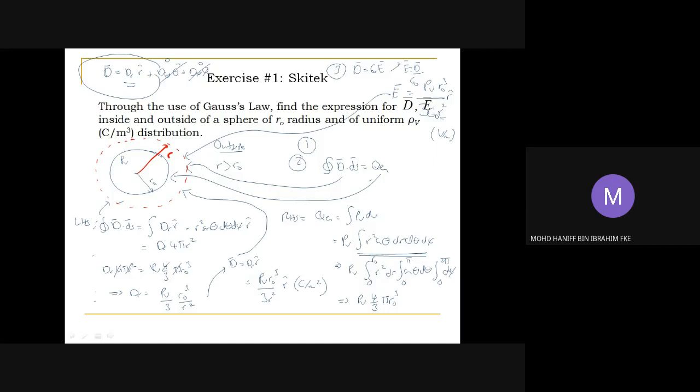Is it okay with this example? Any questions? Hello, doctor. Yes. Why do we only consider the R component?